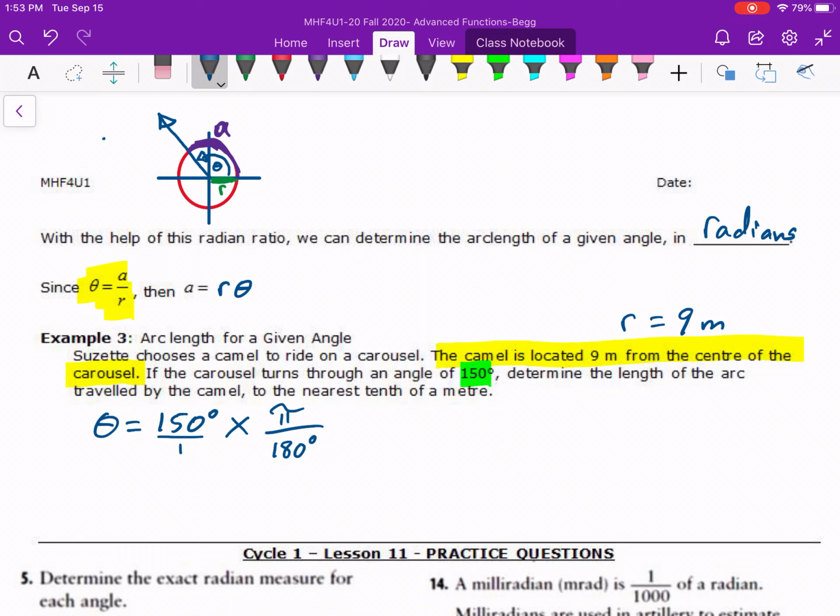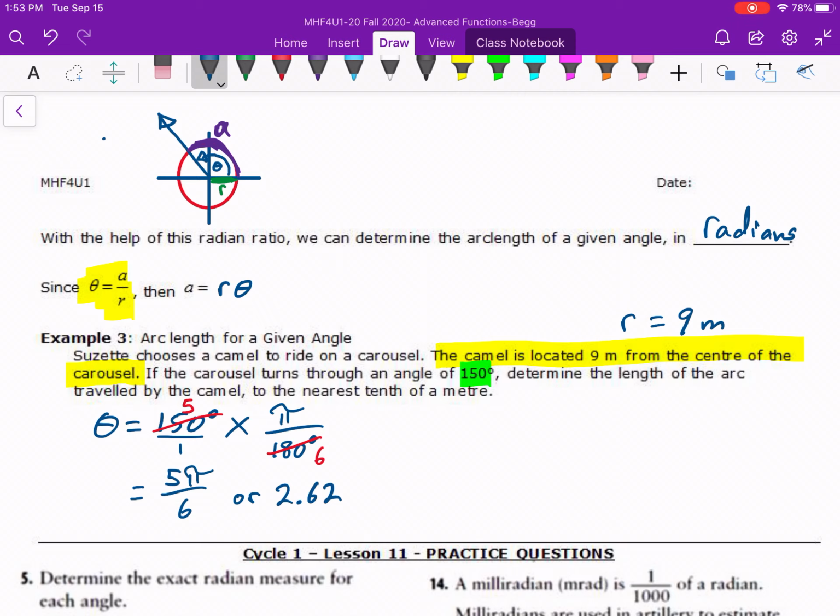So I can think of this even as 150 over 1. I want to cancel out my degree units. So if I have 180 on the bottom, that's going to do that. And I can see that 30 goes into 150 5 times, and it goes into 180 6 times. So as a fraction, I can write it as 5 pi over 6. Or I could change that to a decimal. 5 times pi divided by 6 equals 2.62 to 2 decimal places. And there's no units on radians. Radians are a unitless measure.